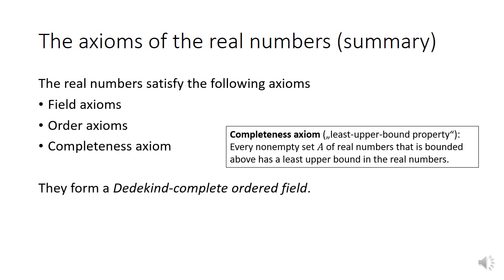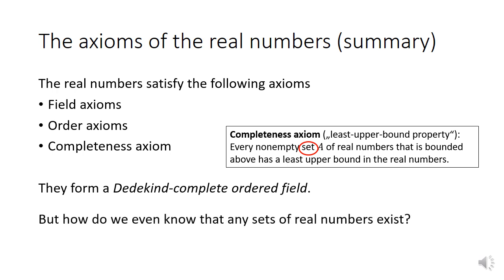Did you notice anything special about the completeness axiom? In its formulation, we no longer spoke only of real numbers, of the arithmetic operations plus and times and the order relation less than, but of certain sets of real numbers, namely non-empty sets that are bounded above. But how do we even know that any sets of real numbers exist? Obviously, we need a few more axioms to enable us to work with sets. So let's talk about sets.